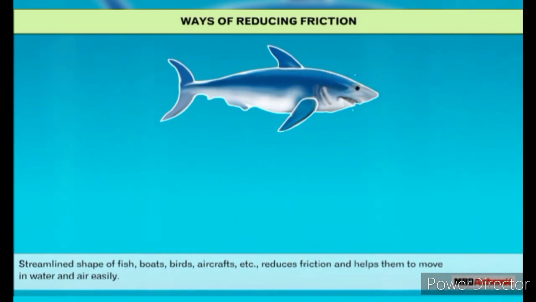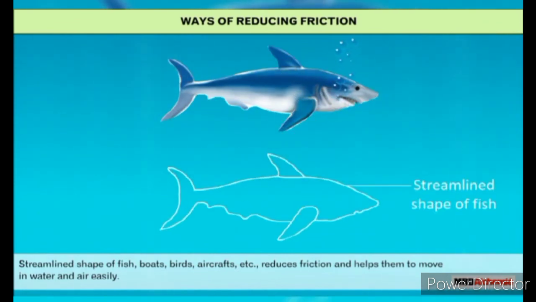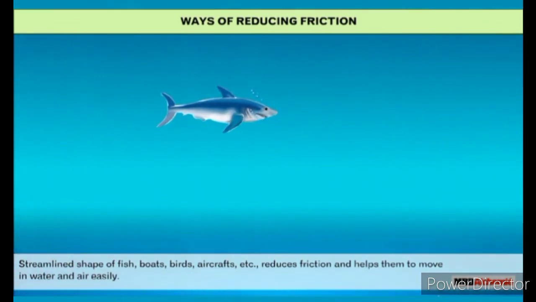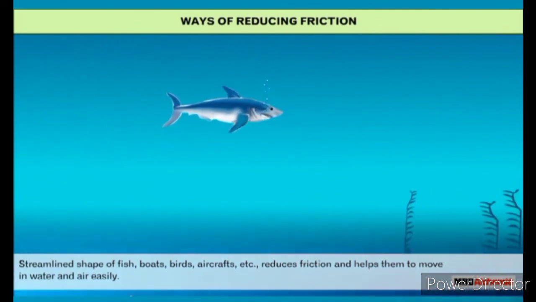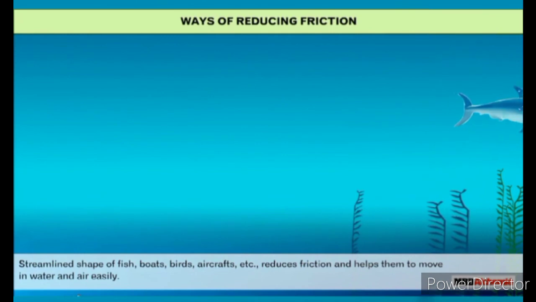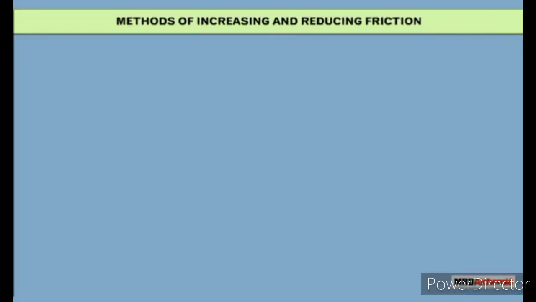Streamlined shape of fish, boats, birds, aircrafts, etc. reduces friction and helps them to move in water and air easily. Methods of increasing and reducing friction.